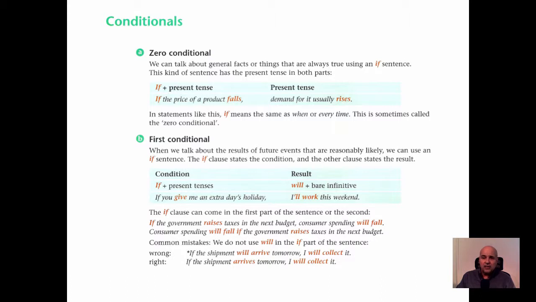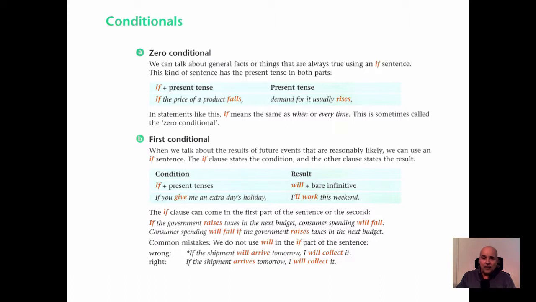Next we have first conditional. When we talk about the results of future events that are reasonably likely, we can use an if sentence. The if clause states the condition and the other clause states the result. So, condition and then the result. If plus present tense, and then will plus bare infinitive. Example: if you give me an extra day's holiday, I'll work this weekend.